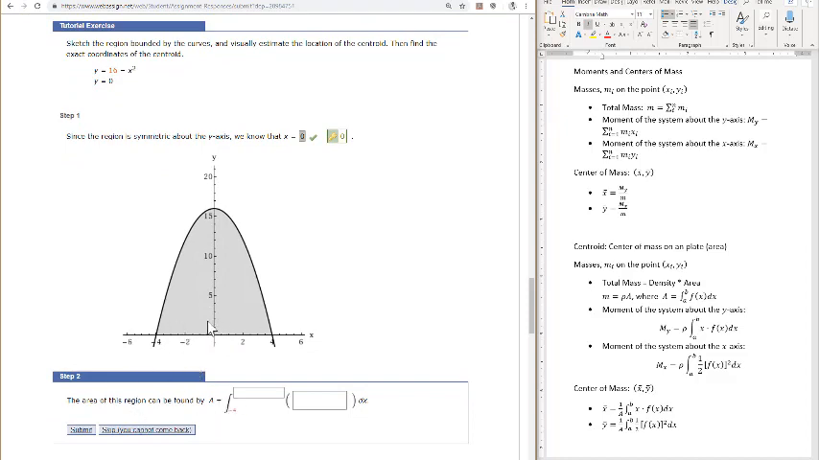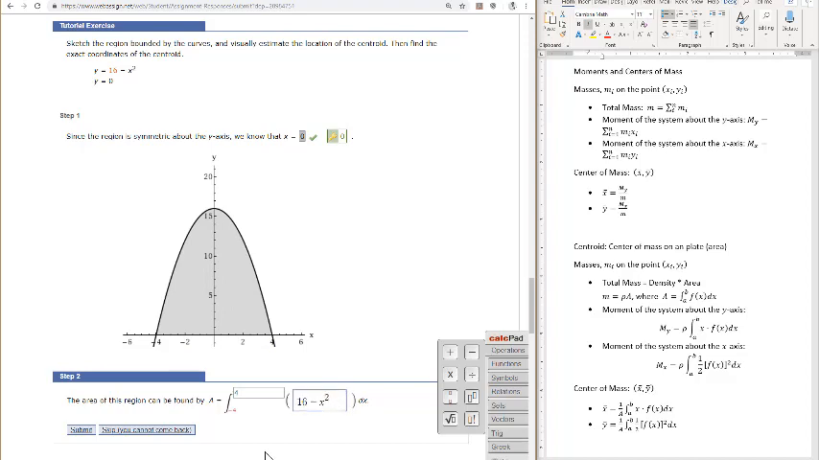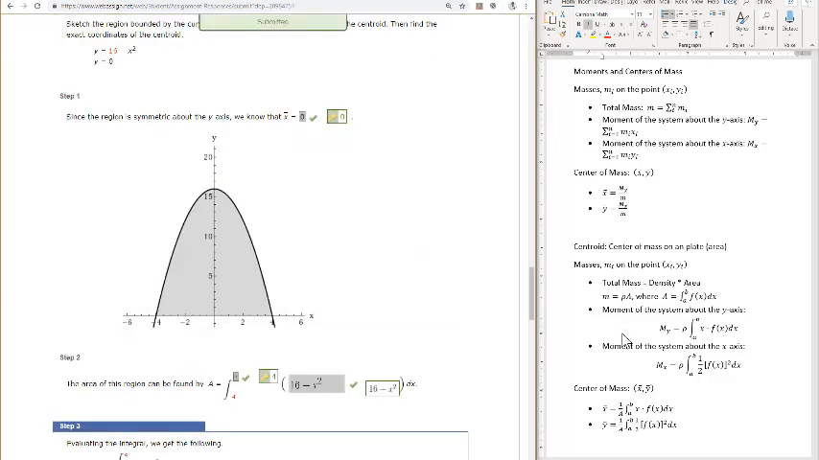Okay, now we want to find the area of the region. We can multiply this by 2, but it looks like they're going to go from -4 to +4. And then the actual parabola is just 16 minus x squared. So we're going to find the area of that and use that area as part of our integral to find the y component.